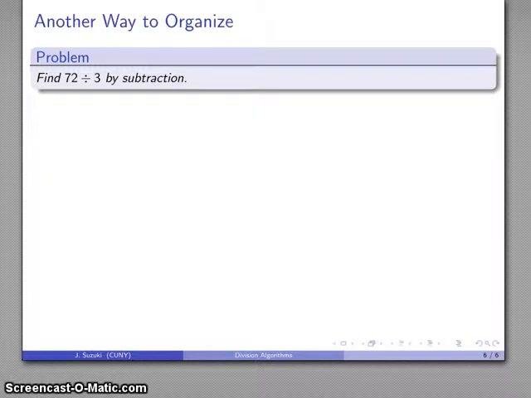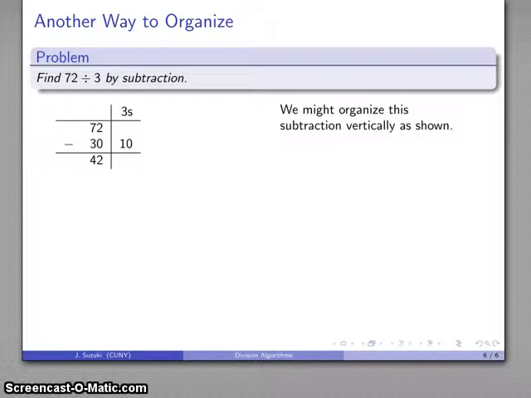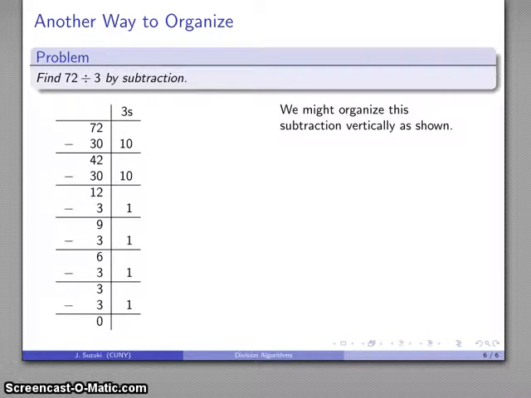Now, we might want to organize this repeated subtraction in a slightly different way, partly because it'll make it easier to keep track of everything. So I might organize my subtraction vertically. Here I have what I'm working with, what I'm subtracting, and in this column I'll just track the number of threes that I've subtracted. So I'm going to subtract 30. Well, that's 10 threes. And I can do that again. And I can't do that anymore, but I can now subtract 1 three, another 3, another 3, and another 3.